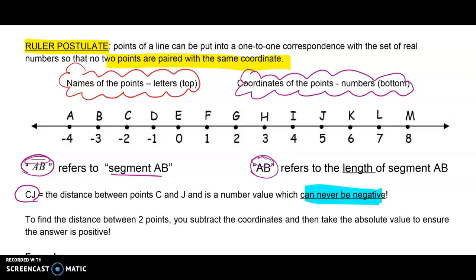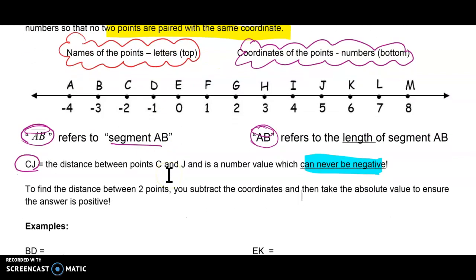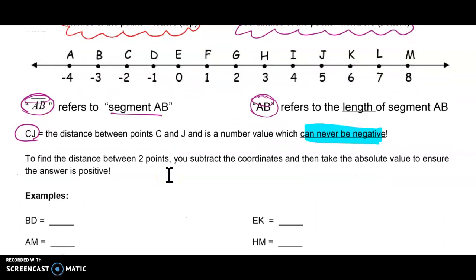To find the distance between 2 points, you can subtract the coordinates and then take the absolute value to ensure the answer is positive. So the best way, remember that absolute value makes things positive. So the best way to think about this is to really just always do big coordinate minus little coordinate.